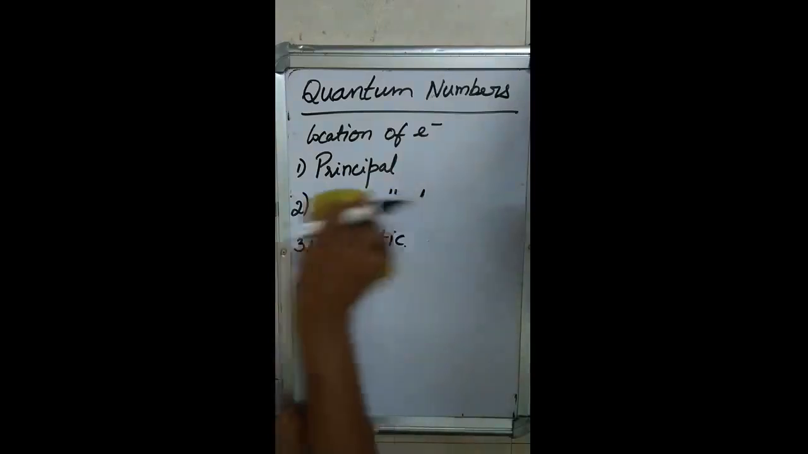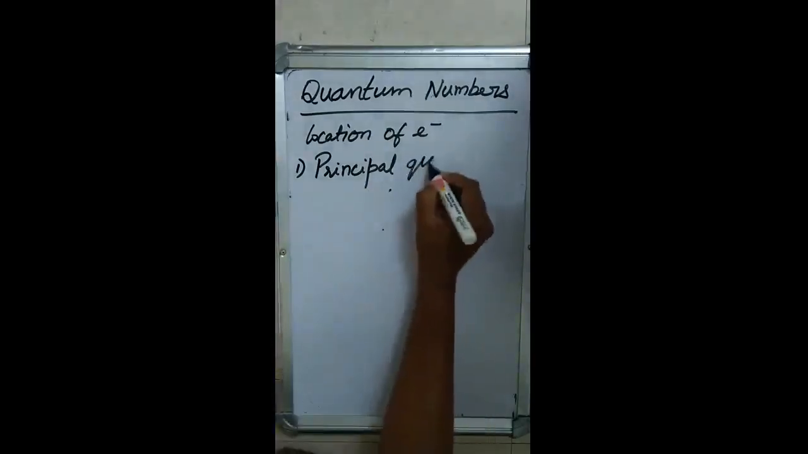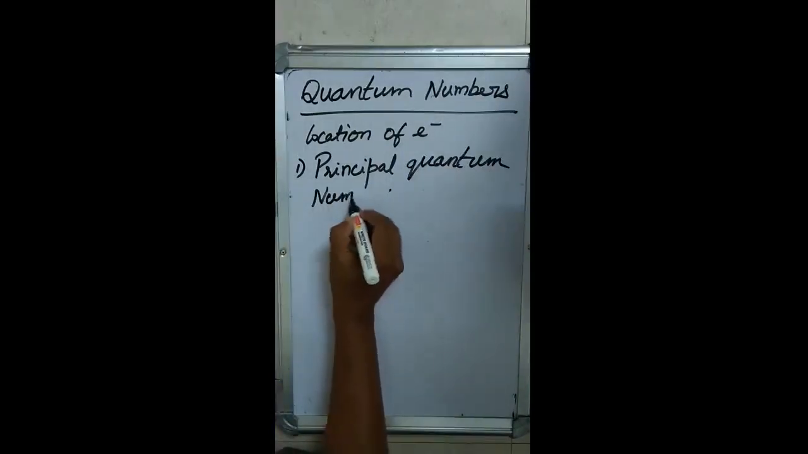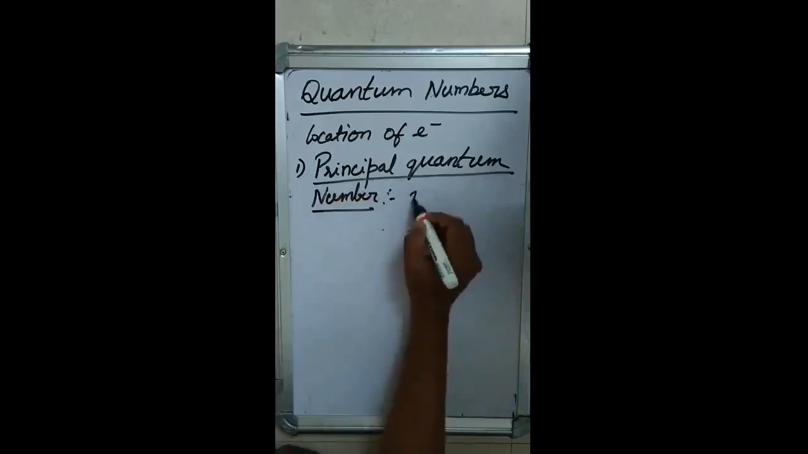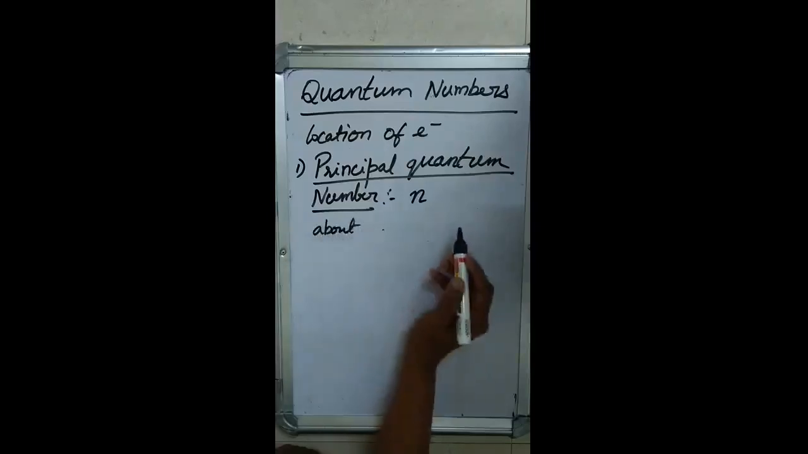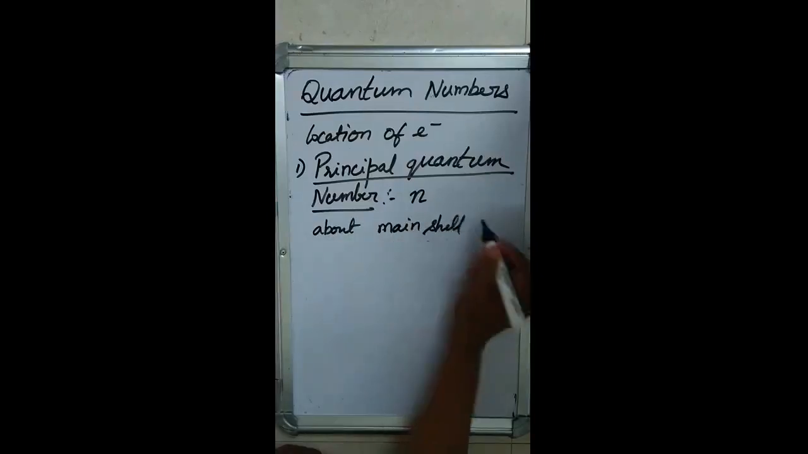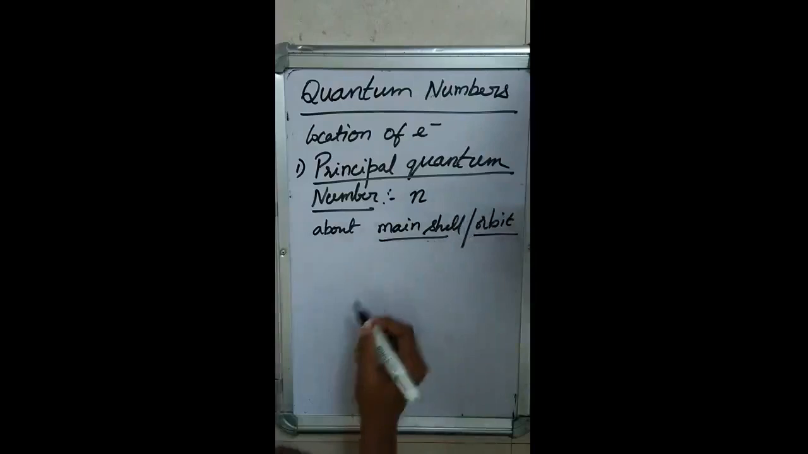Okay, now first one. What is the principal quantum number? Principal quantum number is represented as n. It gives the information about the main shell, or I can call it the orbit.